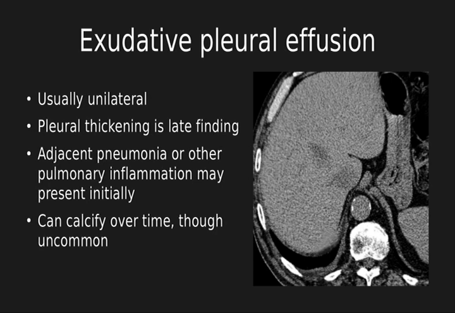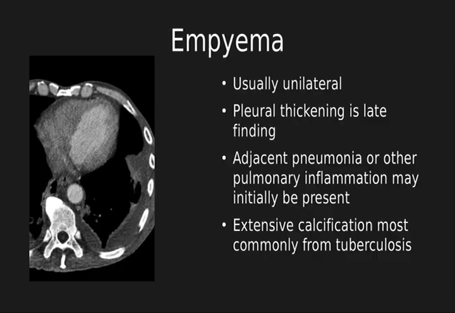When there is a nosocomial infection, the most common species are the gram-negative anaerobes and methicillin-resistant Staphylococcus aureus, or MRSA. This can also be complicated by empyema, which is also unilateral, and the pleural thickening is also a late finding. The primary causes are tuberculosis or streptococcal pneumonia.